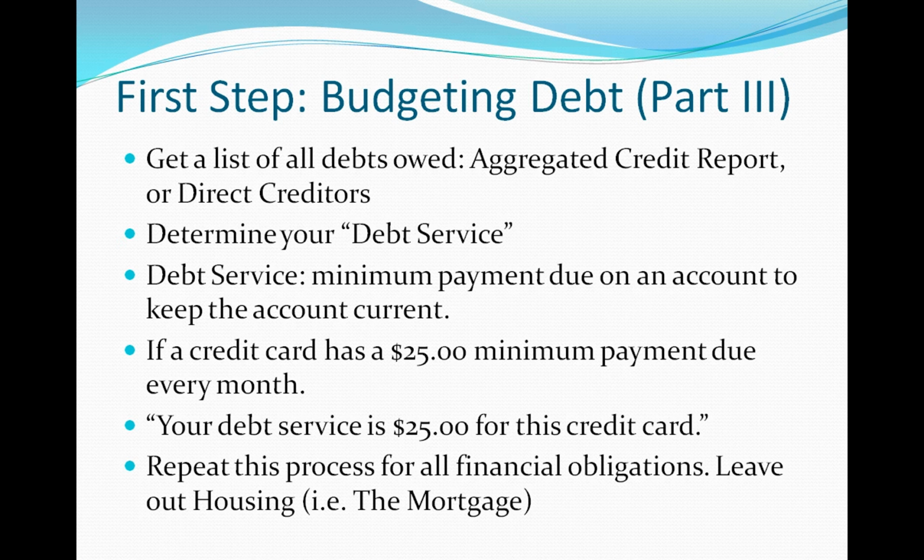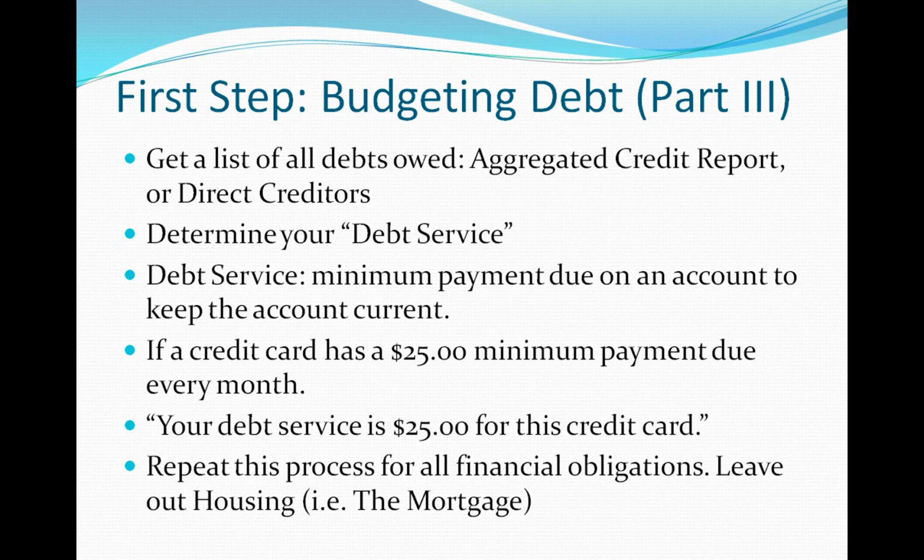So what we're going to do first is we're going to get an itemized list of all of the debts that are owed. We're either going to get an aggregate credit report, or we're going to get a credit report from each individual bureau. So remember, that's Equifax, TransUnion, and Experian. We're going to get one from each one of those, so we have all the information that we need.